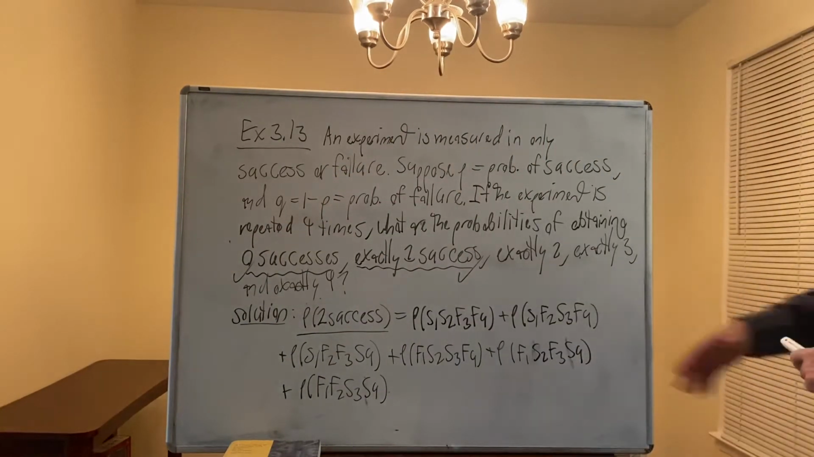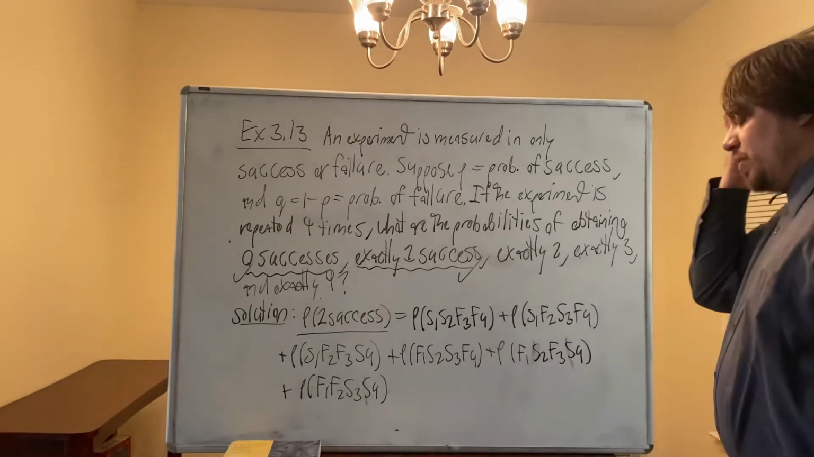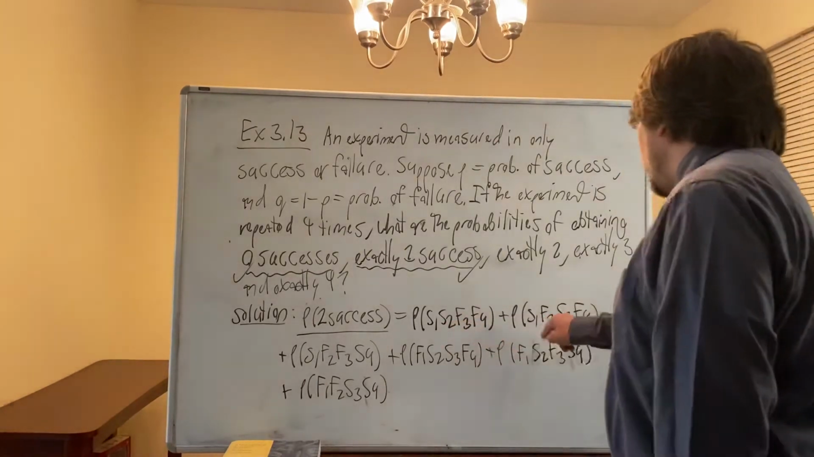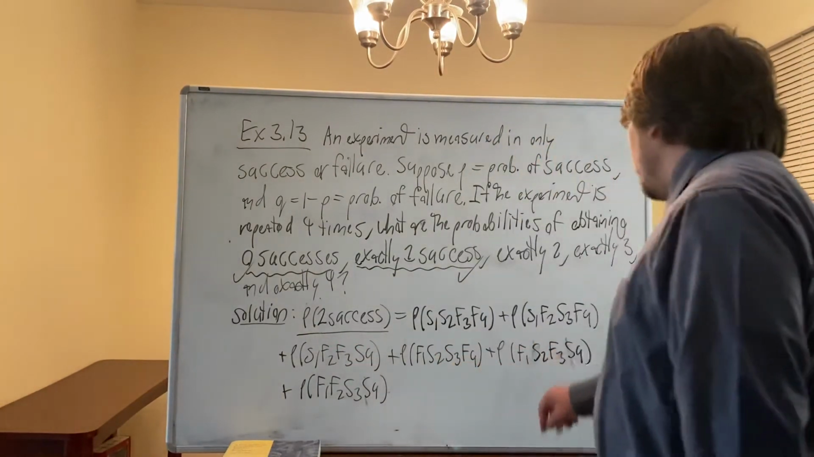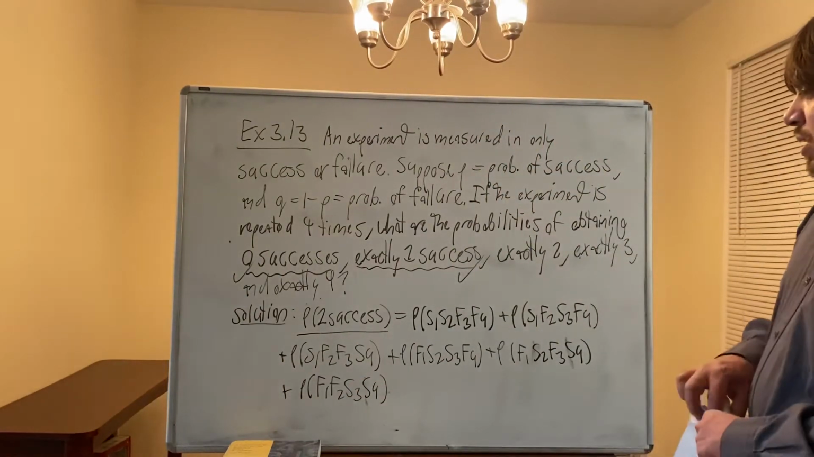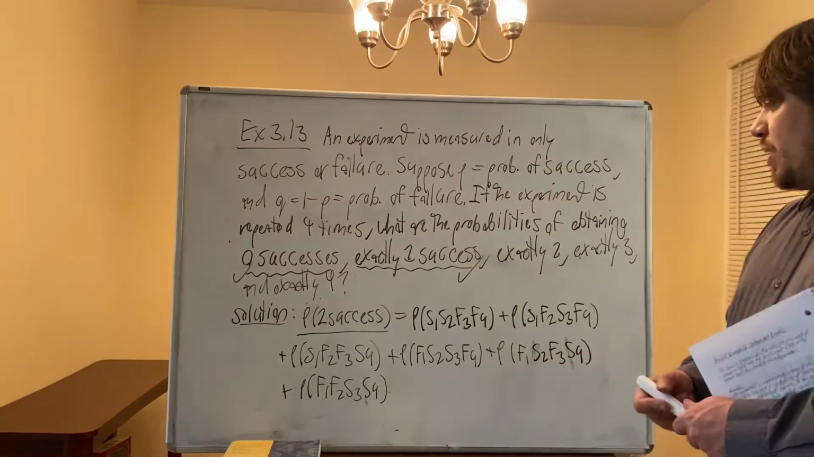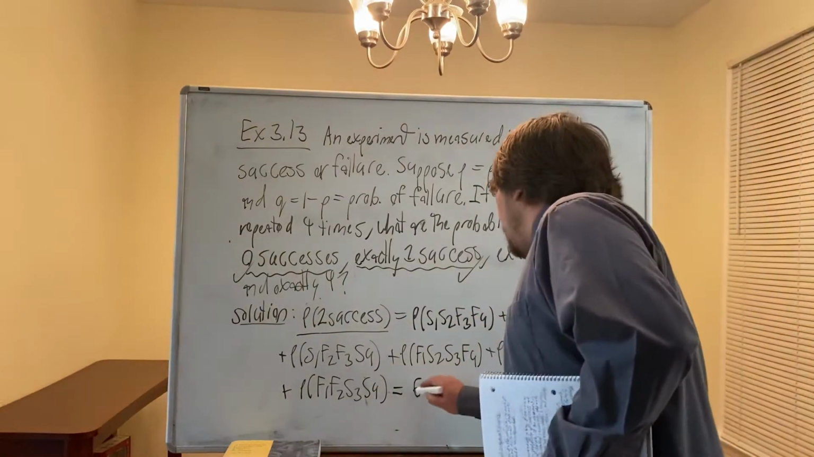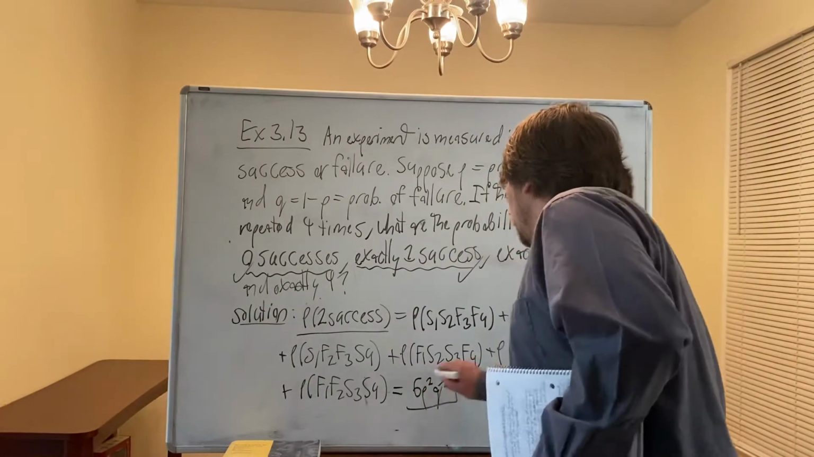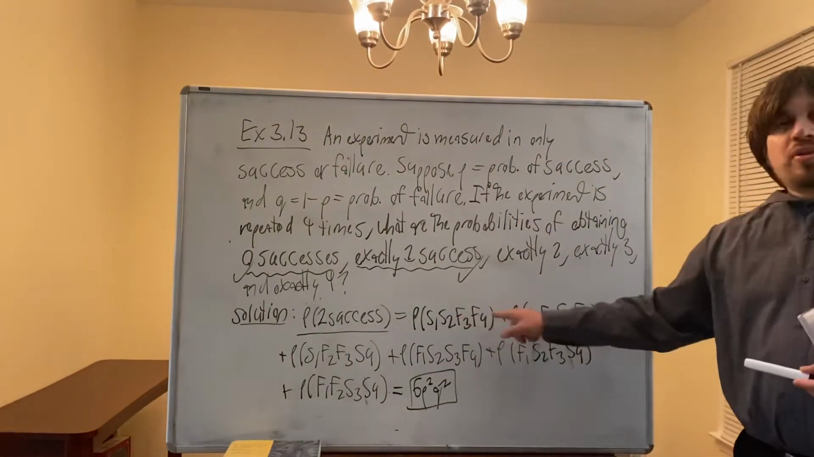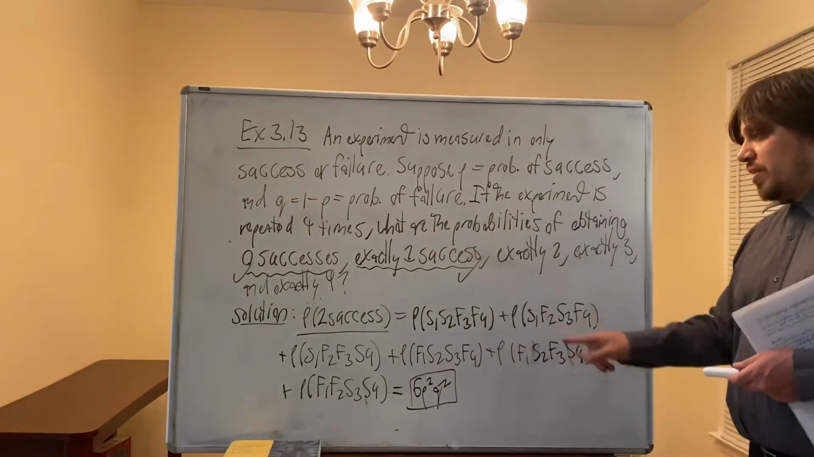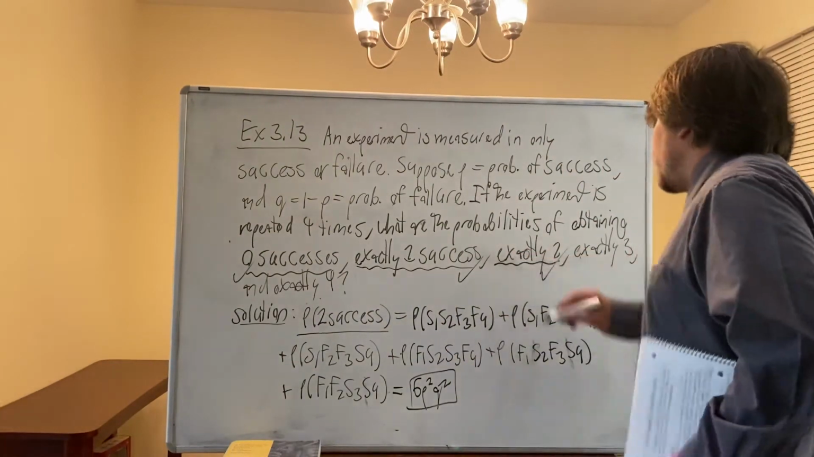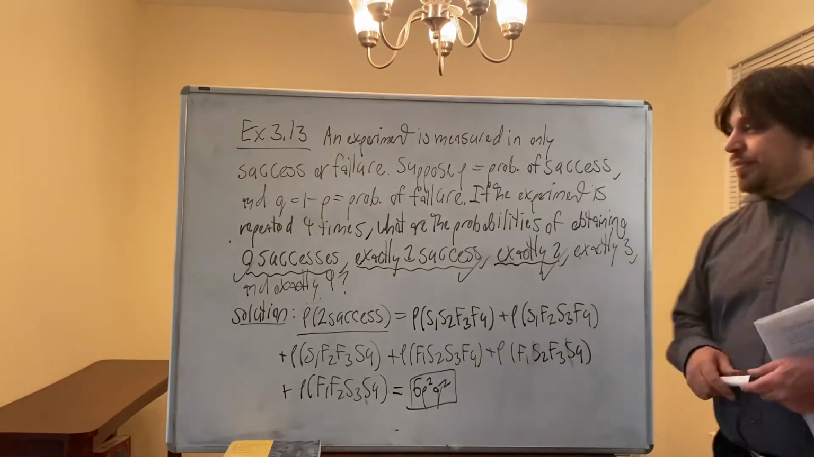Okay, so those are all the ways you can succeed 2 times and fail 2 times out of 4 performances of the experiment. First and second, first and third, first and fourth, second and third, second and fourth, and third and fourth. Each time you succeed twice and fail twice. And there's 1, 2, 3, 4, 5, 6 of them. Each one would be p squared q squared. And there's 6 of them. So that's 6p squared q squared. That's the probability of 2 successes. And so the probability of exactly 2 successes is 6p squared q squared.